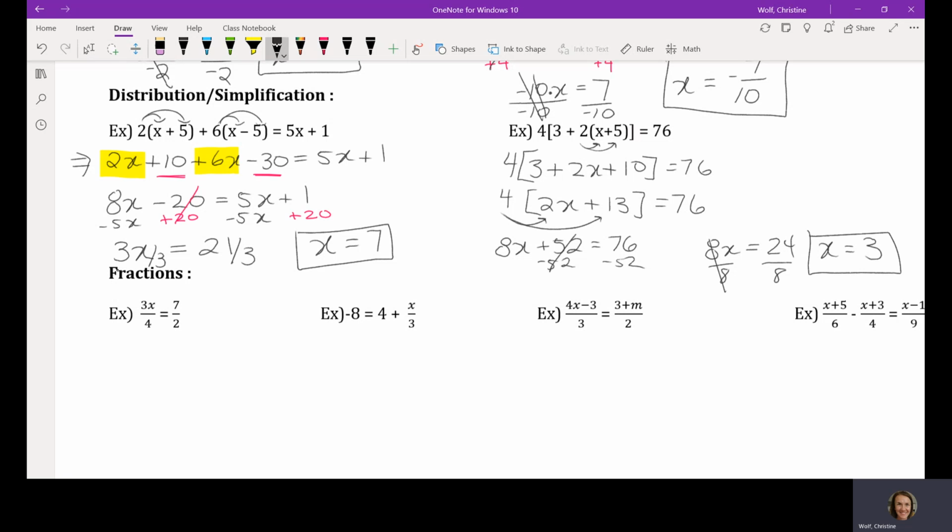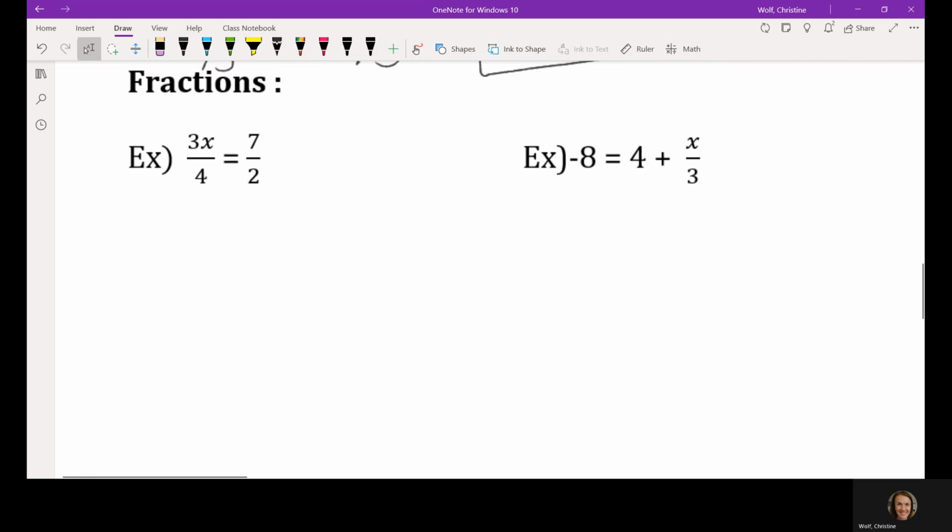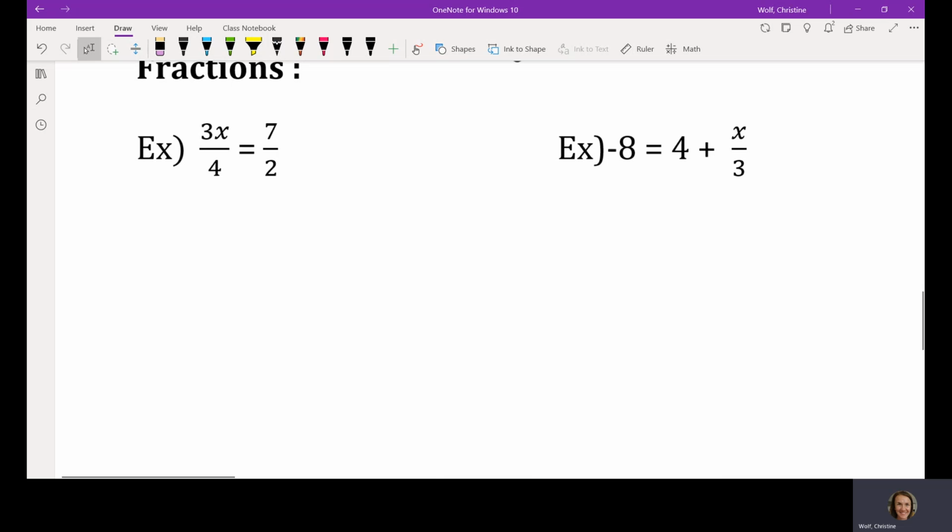Okay, fractions. This is where it gets a little bit more complicated. So in these two questions here, the two I'm going to start with here. In the first one, you have two fractions, right? You have a denominator of 4 and a denominator of 2. Whenever you have multiple fractions, you're going to find the common denominator, which here is 4. If I multiply each term by 4, something awesome happens.